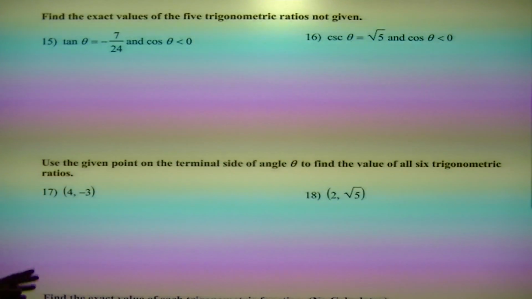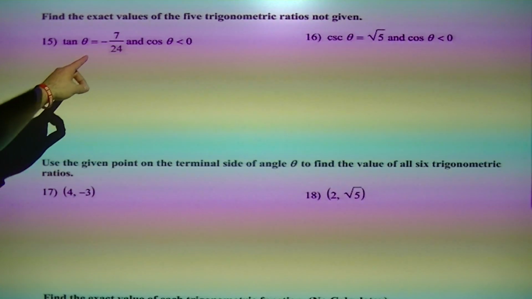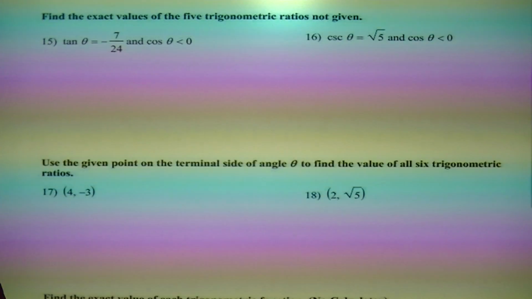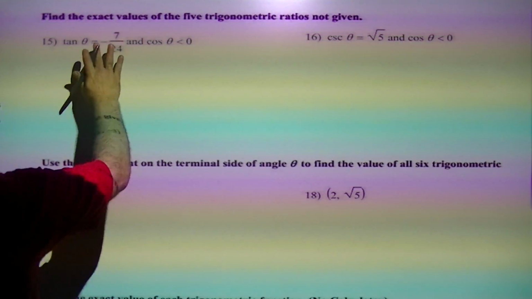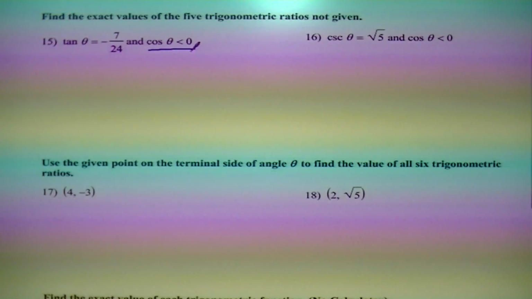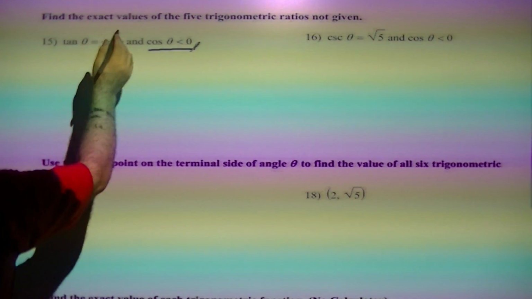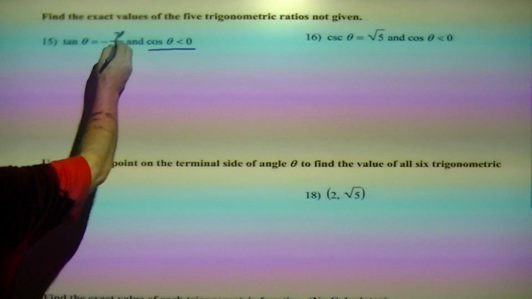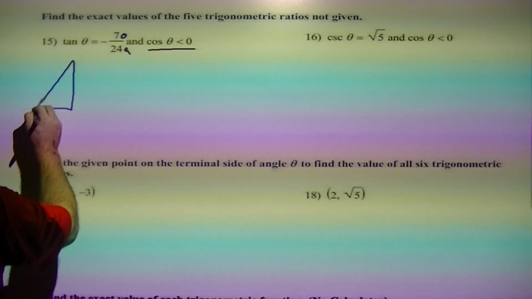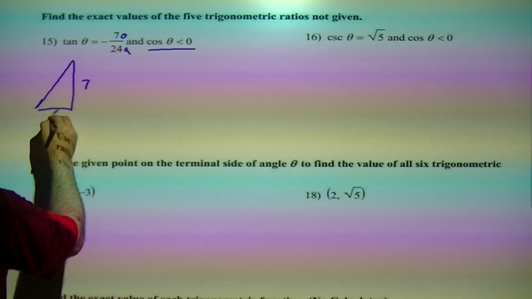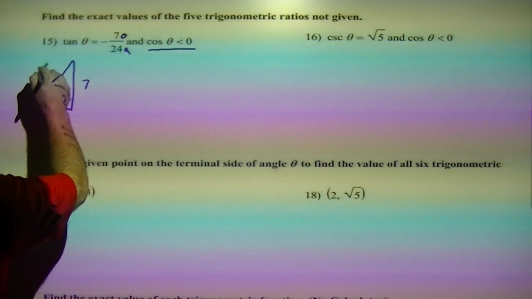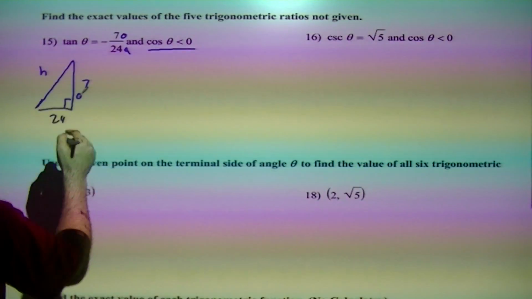Okay. We want tangent of theta where cosine is negative. I'm not going to worry about this negative. I'm going to let this help me. So what I would have here is opposite over adjacent. So what I got here is this would be 7. This would be 24. If I do PYT, to find the hypotenuse.